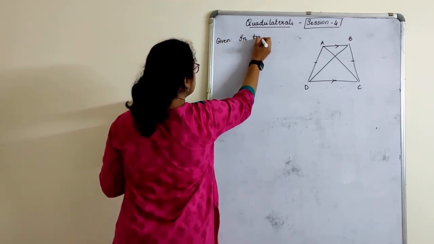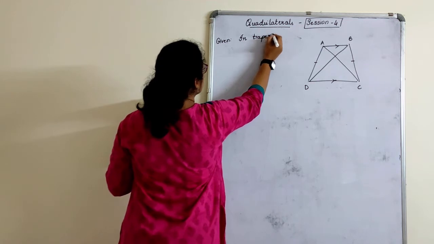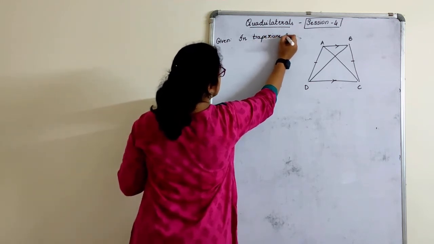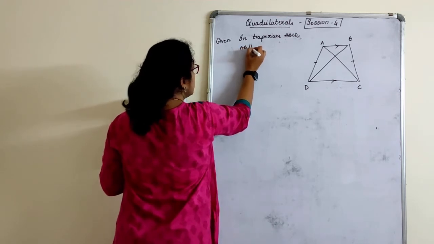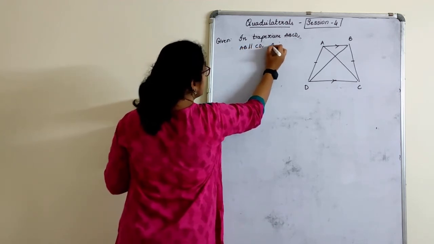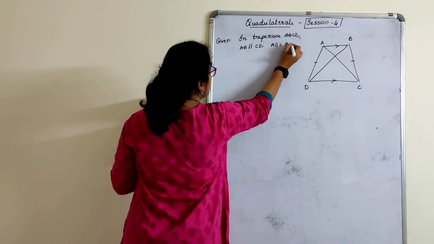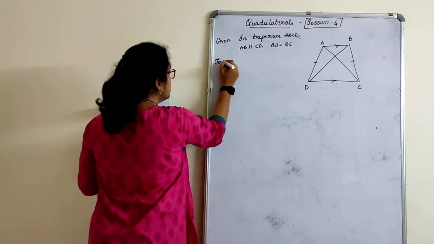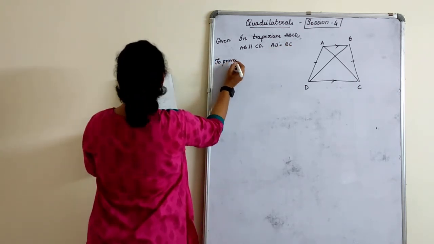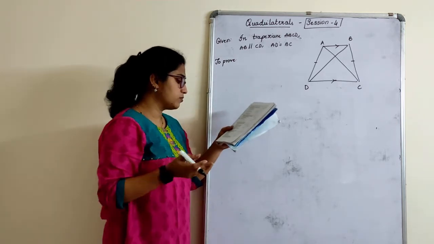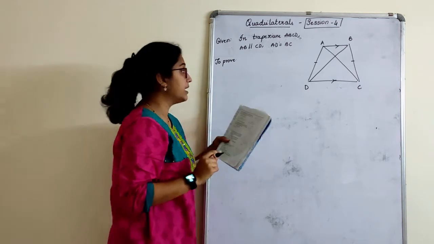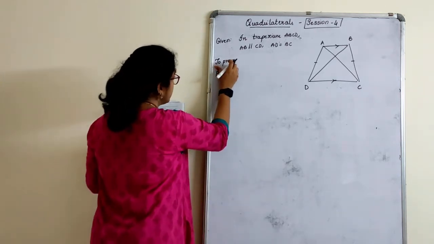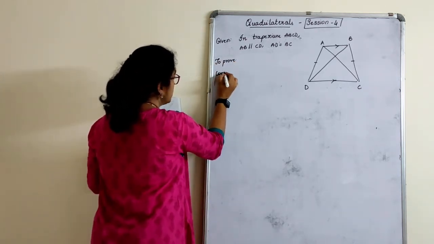Given: in trapezium ABCD, AB is parallel to CD, AD is equal to BC. To prove, I will not write all those things. Angle A is equal to B, C is equal to D. Both the triangles are equal and congruent and diagonals are equal. I will move with construction first. Construction.